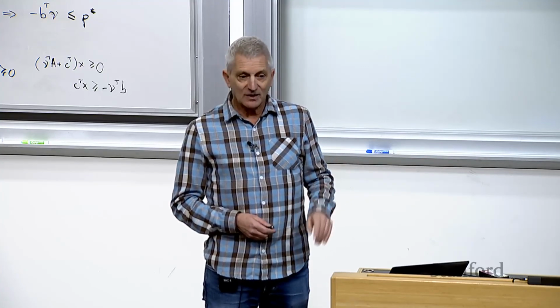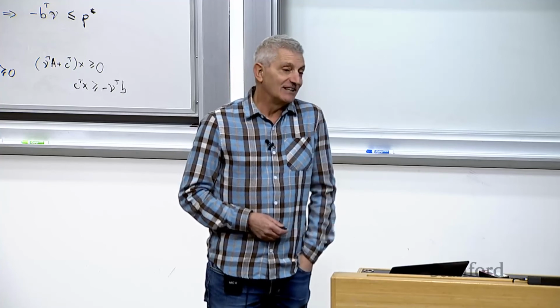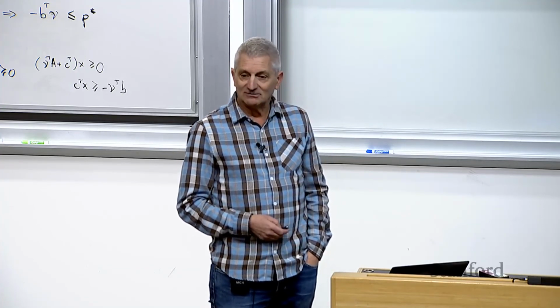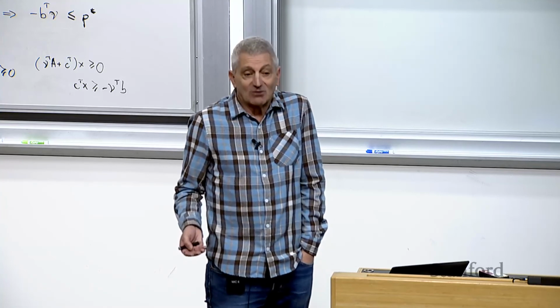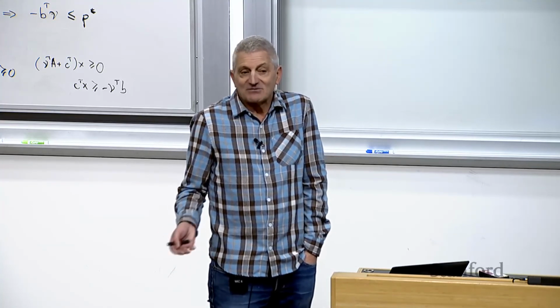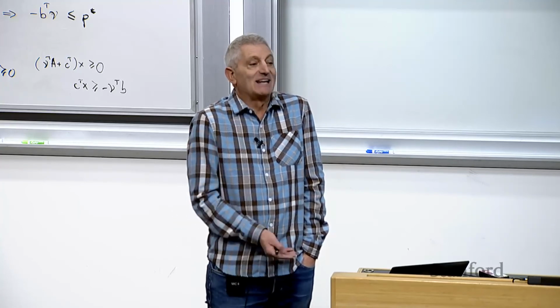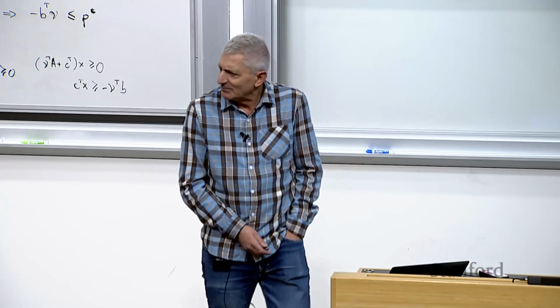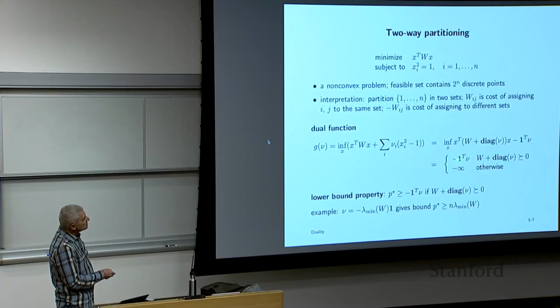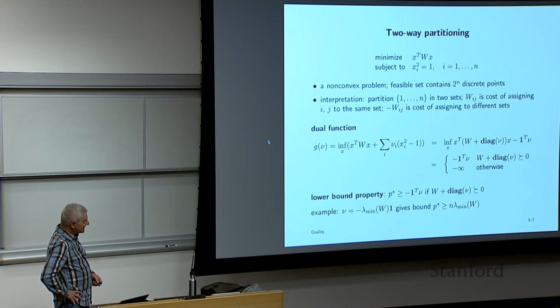Everybody got it? But if that matrix is positive semi-definite, and I ask what's the minimum, the answer is real simple. It's 0. Because you could take x equals 0, but because it's positive semi-definite, it can't be anything less than that, so that's it, right? Everybody follow that? So g is this function. It's minus 1 transpose nu, provided W plus diag of nu is bigger than or equal to 0. That's in a symmetric matrix sense, right?